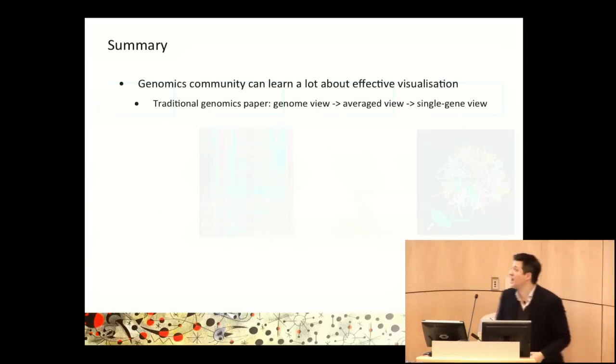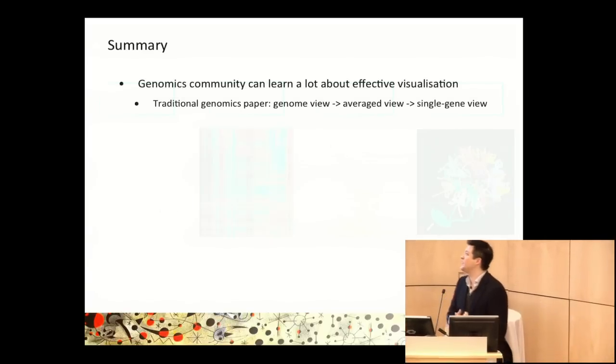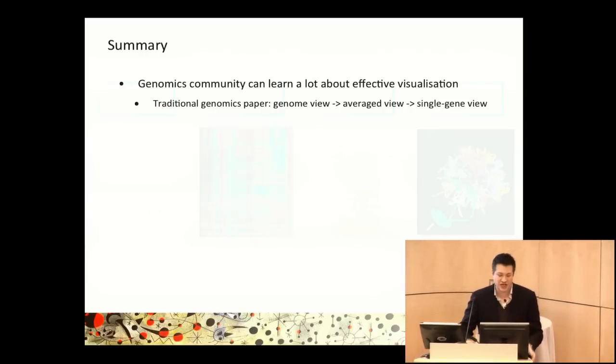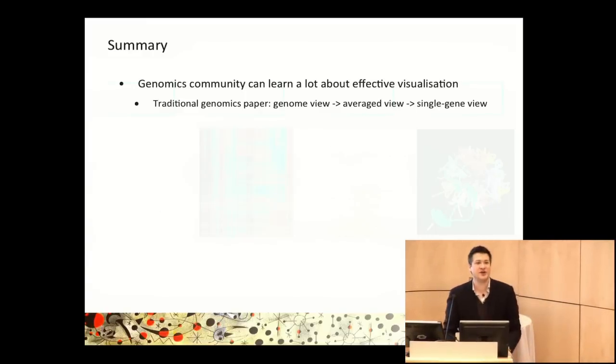So just to summarize, what I take away from this meeting is that we can still learn a lot about effective ways of visualizing. If you take a typical genomics paper, you see a very clear pattern. What you get is a genome view of the data to give you the surprise or the wow factor of the scale. Then you'll get an averaged view and then a single gene view. You can pretty much do this automatically. But we can learn a lot about how we might present the data more effectively to convey the information that we want.